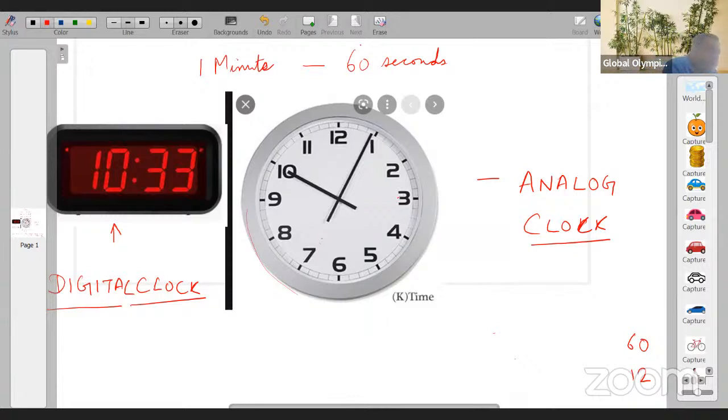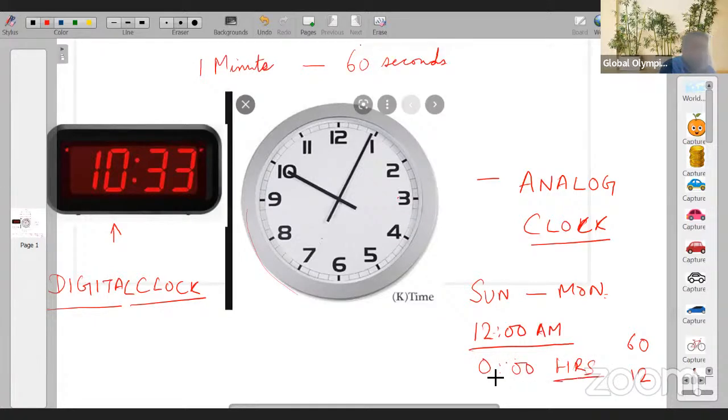So in the middle of the night, once the day changes, let's say from Sunday it becomes Monday, at that time the time is 12 a.m. It is called AM. At that time, the time starts. And in terms of hours, we call it 0-100 hours, because at that time just the day has started. But in time, we say it's 12 a.m.